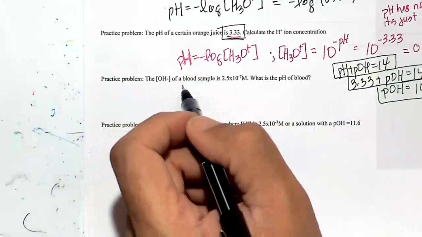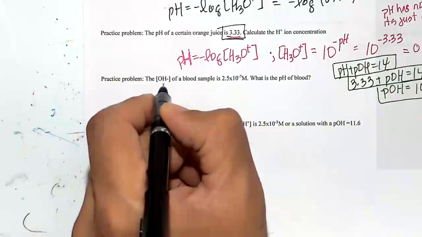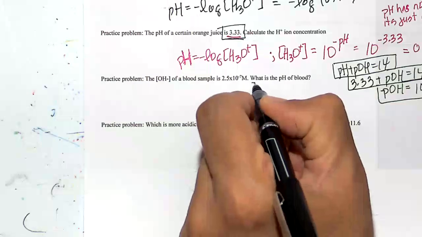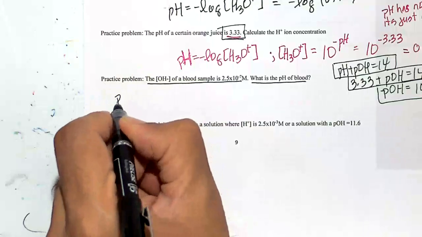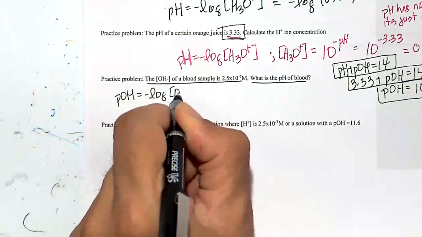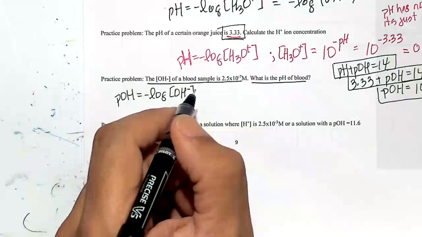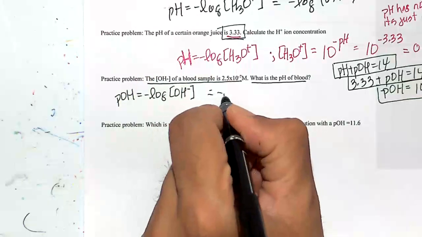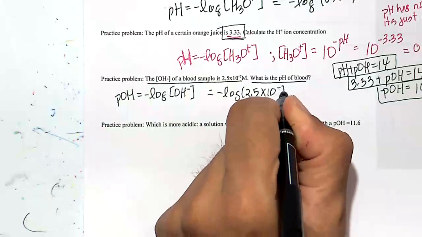Okay, the OH minus of a blood sample is 2.5 times 10 to the minus 7. What is the pH of blood? So what should we do first? How will we calculate this? Yes, we will calculate the pOH, which is minus the log of the OH minus concentration, which is minus the log of 2.5 times 10 to the minus 7.